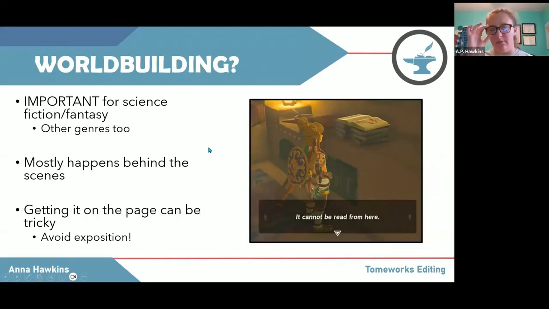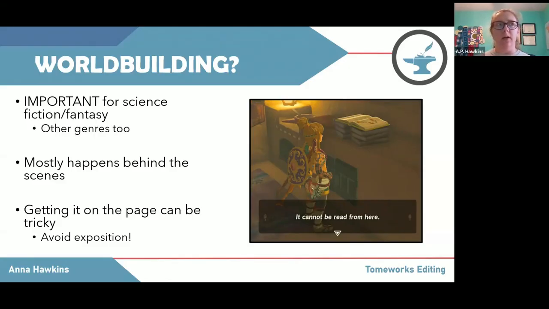All right, so why do we care about world building? For science fiction and fantasy writers, I think this question is pretty evident. World building is the bread and butter of science fiction and fantasy. It's what you have to start with in order to give your characters and your plot a setting. But it's also important for other genres.